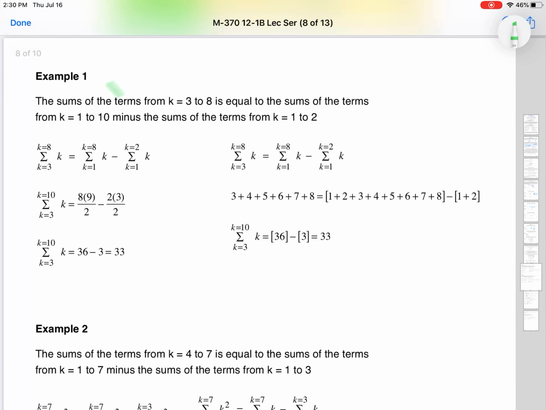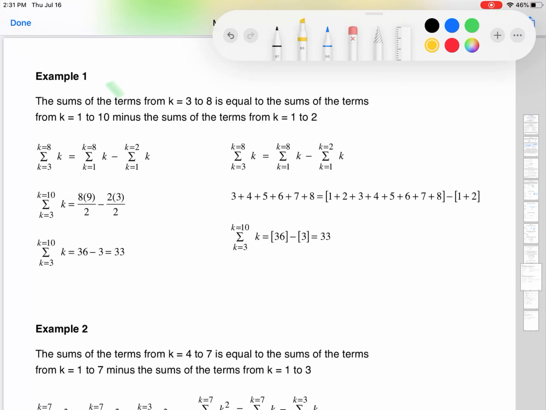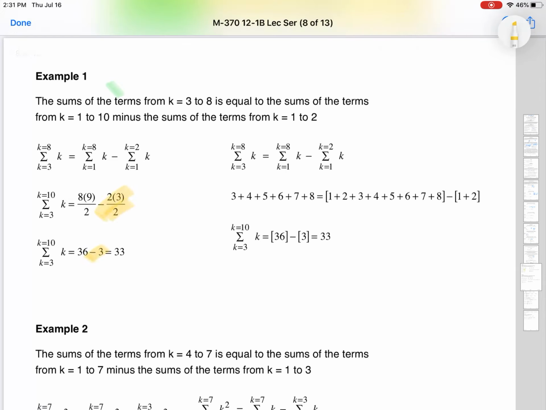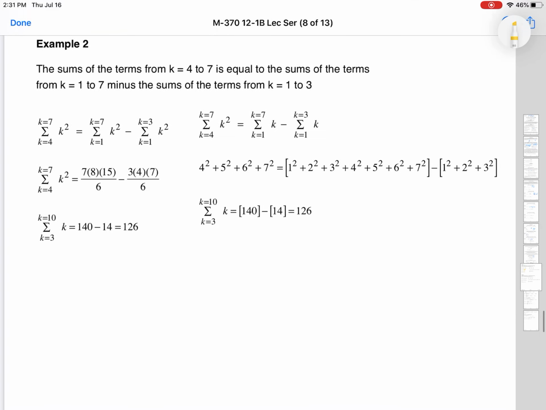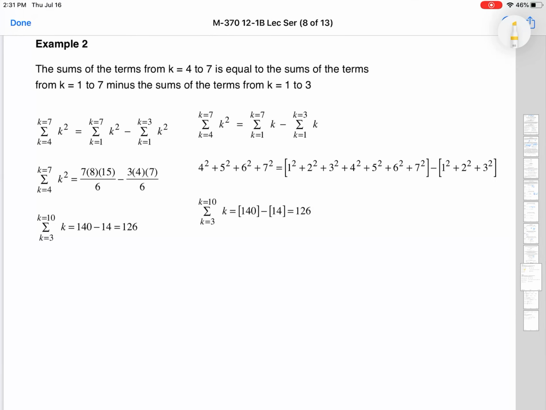And so you can watch him do it here. So the sum of 3 to 8. We're going to go 1 to 8 and then just subtract out those first 2 terms. We don't go 1 to 3 because we want that third term. We want the third term, fourth term, fifth term, sixth term, seventh term, and eighth term. What we don't want when we go from 1 to 8 is 1 and 2. And so we're getting rid of that. Where is that being gotten rid of? Right here. That's the sum of the first 2 terms coming through. And then example 2 starts at 4, goes to 7. So he goes 1 to 7 and then subtracts out 1 to 3.